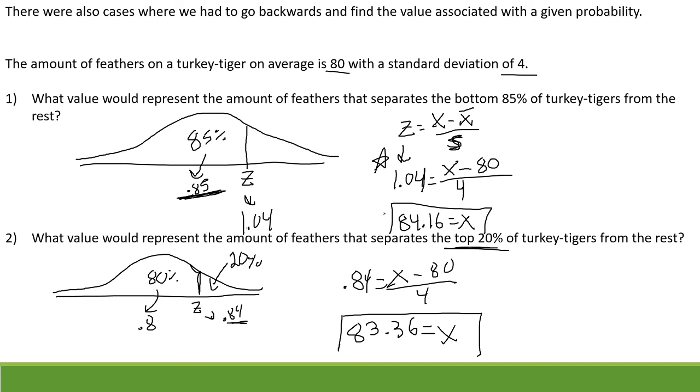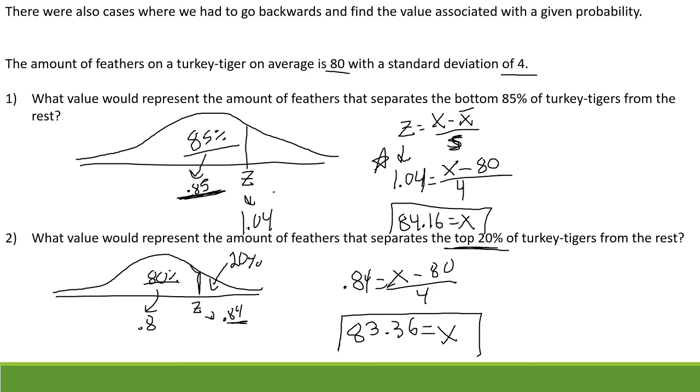Which again, kind of makes sense too, because if this separates the bottom 85% and this separates the bottom 80%, that means these two values are going to be fairly close because my deviation isn't that big. So these two values are fairly close, which is good because, again, they're fairly close in their representation as well. Bottom 85 versus bottom 80. There's not really that much of a difference.